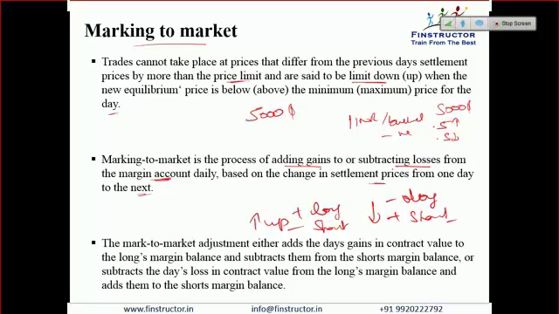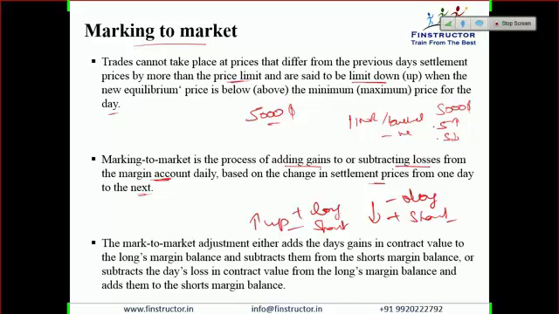default. So exchanges put a limit on the trades. That is, trades cannot take place at prices different from the previous day's settlement prices by more than a limit, so that the margin balance doesn't go negative for any counterparty.